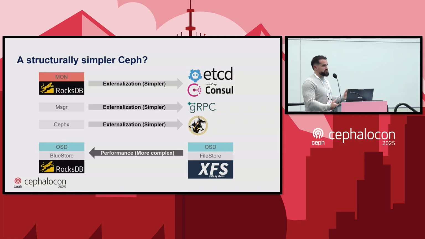But we also have the opposite example, right? Mark was talking in this very same room a few minutes ago about the move from XFS to BlueStore. In some cases, you cannot simplify things, because in this very case, for example, performance is a key thing in Ceph. So we had to take the opposite move, adding structural complexity by creating our own file system.